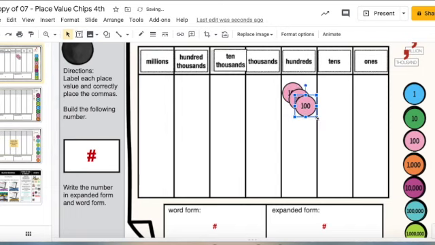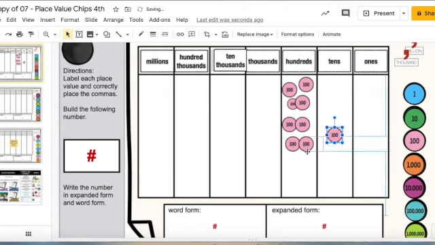I'm going to make 10 hundreds. As I'm sitting here I'm counting my hundreds. I want you to think to yourself, how many hundreds are going to lead up to the next number? So I've got 100, 200, 300, 400, 500, 600, 700, 800, 900, and 10 hundreds.